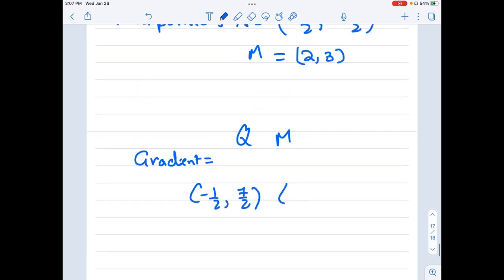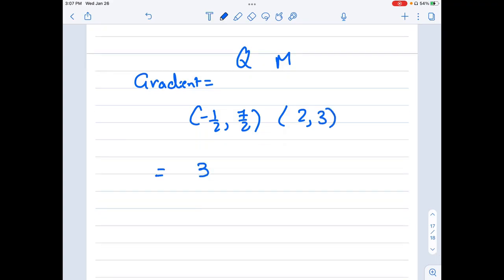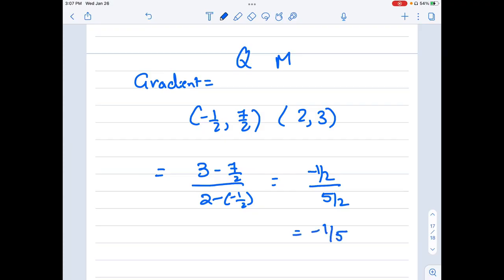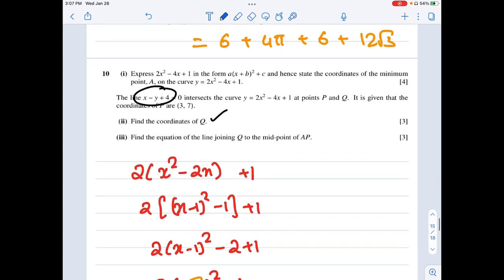And M is nothing but what? 2 comma 3. Now the gradient will be equal to 3 minus 7 upon 2 upon 2 minus of minus plus 1 upon 2. So it becomes minus 1 upon 2 upon 5 upon 2. So it becomes minus 1 upon 5. This is the gradient of the line joining Q and midpoint of AB.